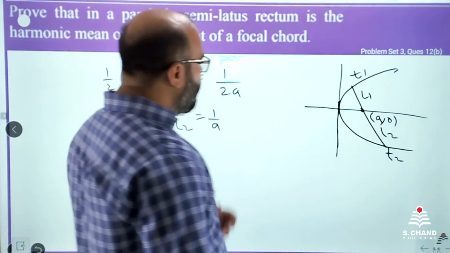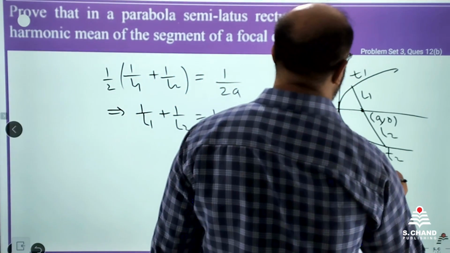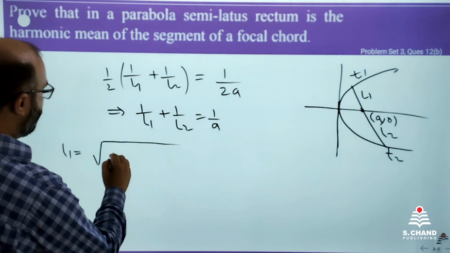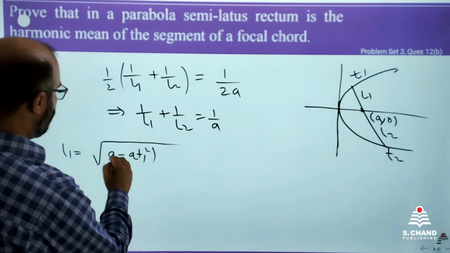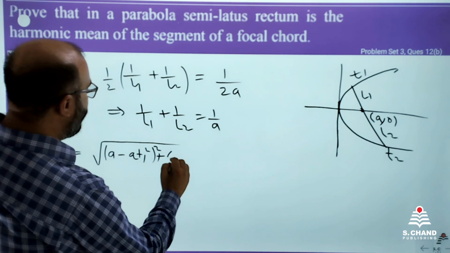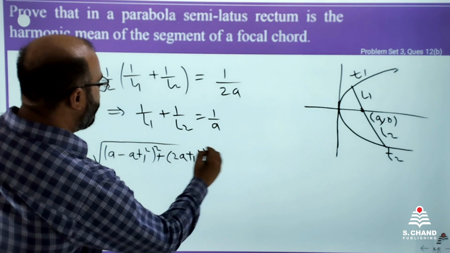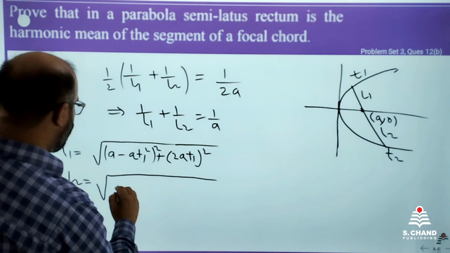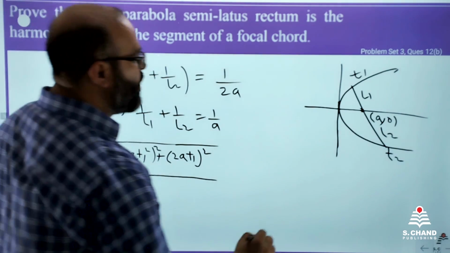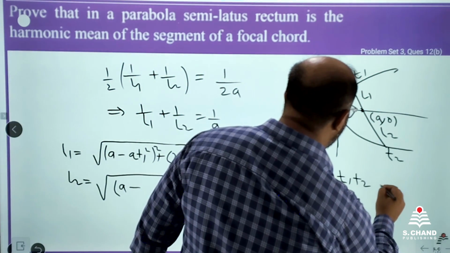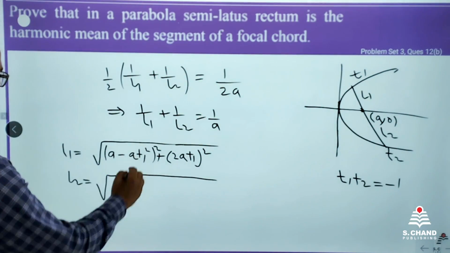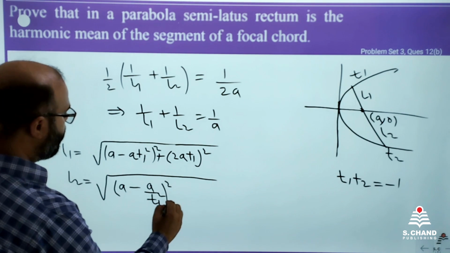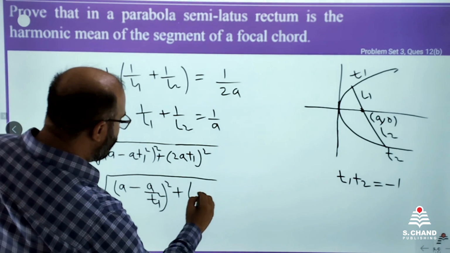So if we talk about L1, what will happen? We will take L1 as root over (a minus a t1 square) whole square plus (2a t1) whole square. And if we talk about L2, this will be root over (a minus a t2 square) whole square plus (2a t2) whole square, but we know that t1 t2 is equal to minus 1. So t2 will become minus 1 by t1, so this is 1 by t1 square, and this is whole square, plus this will become minus 2a by t1 whole square.